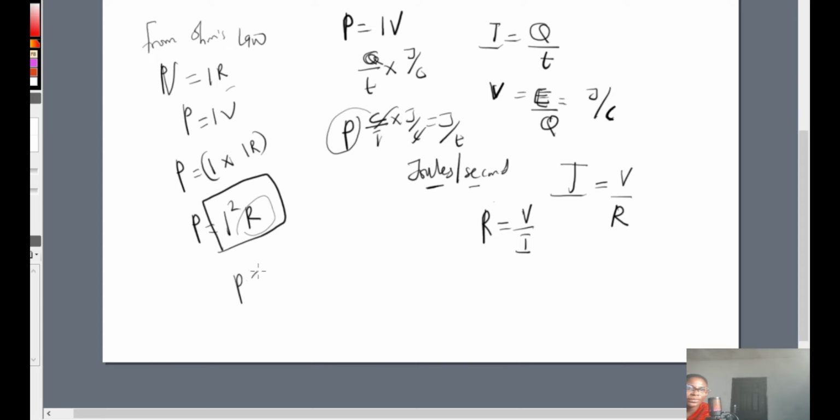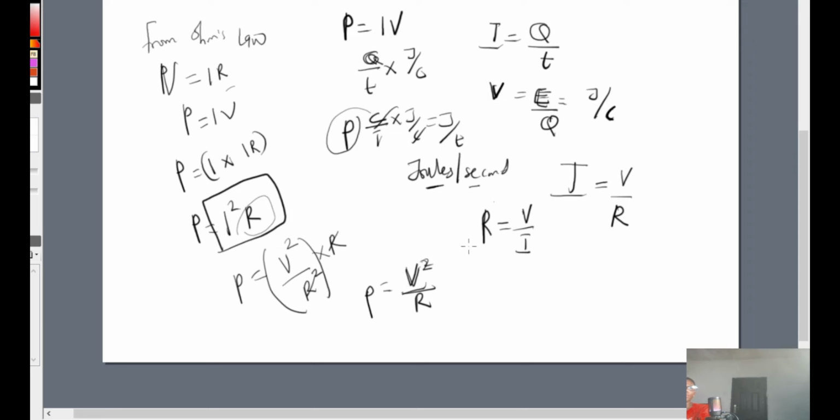So P will be equals to, what is our I? V square, right? Over what? R. Then multiplied by R. No, sorry, there is an issue somewhere. Okay, V square over R square, because it's not just the V. So what will happen? We cancel one R, right? So P is equals to what? V square over R. So P can also be V square over R.